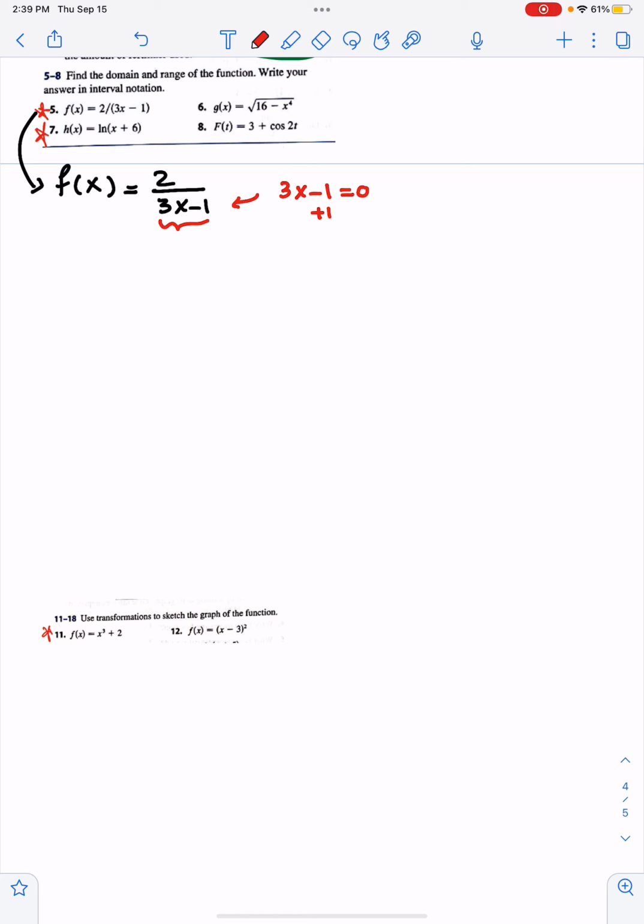So you add 1, or you take 1 to the other side. 3x is 1, so you divide both sides by 3. X equals 1/3. So x equal to 1/3 should be out of the domain here. If you have a number line, everything would be acceptable except 1/3. So anything outside of 1/3 should be okay.